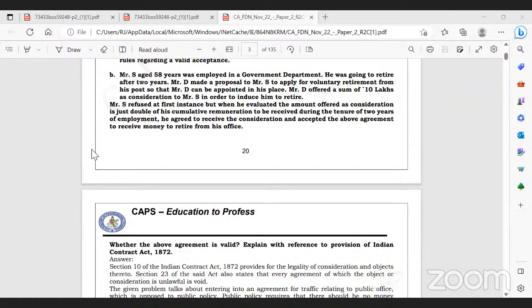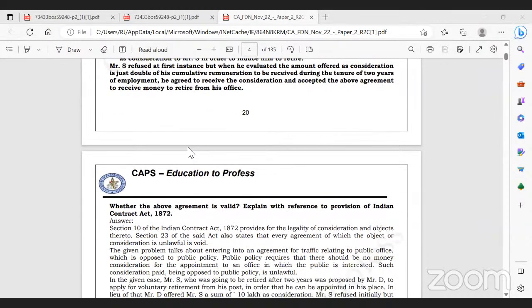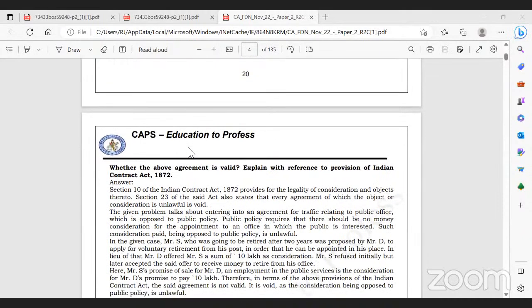Mr. S, aged 58 years, was employed in the government department. He was going to retire after 2 years. Mr. D made a proposal to Mr. S to apply for voluntary retirement from his post so that Mr. D can be appointed in his place. Mr. D offered a sum of 10 lakhs as consideration to Mr. S in order to induce him to retire. Mr. S refused at first instance, but when he evaluated the amount offered as consideration is just double of his cumulative remuneration to be received during the tenure of 2 years of employment, he agreed to receive the consideration and accepted the above agreement to receive money to retire from his office. Whether the above agreement is valid, explain with reference to provision of Indian Contract Act 1872.